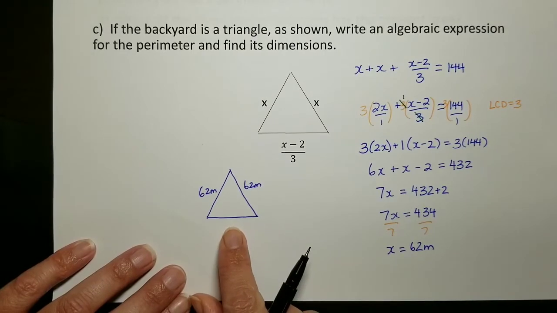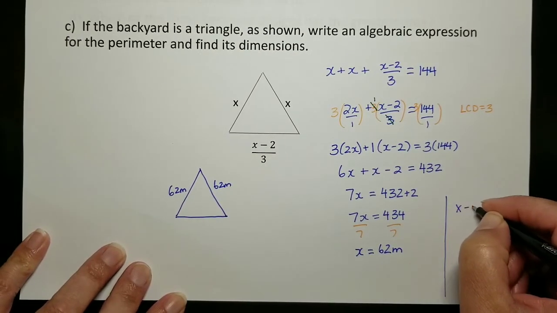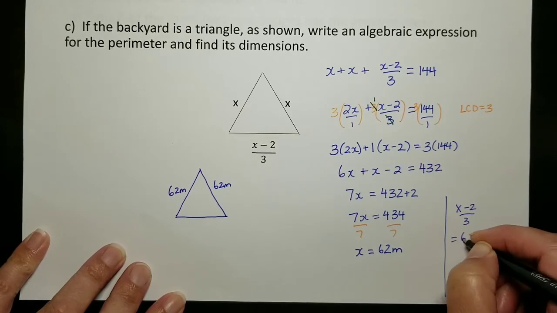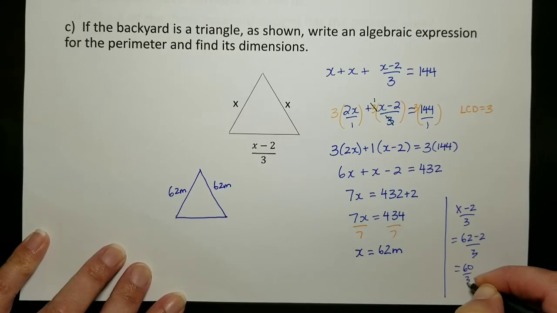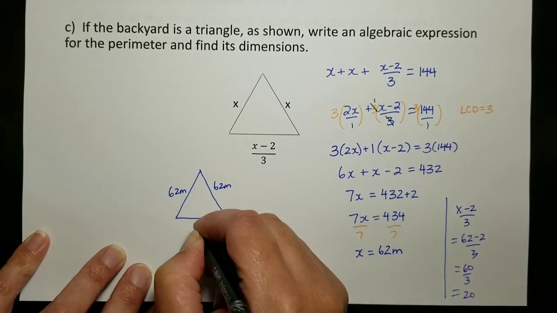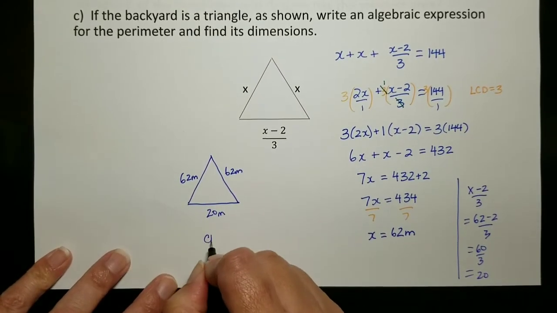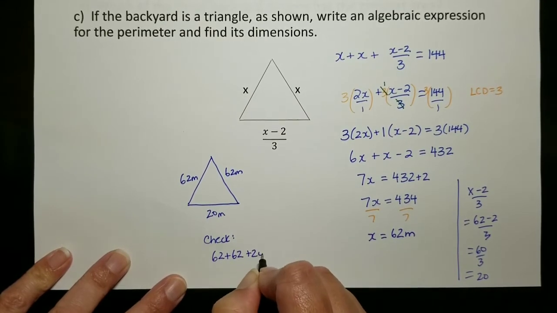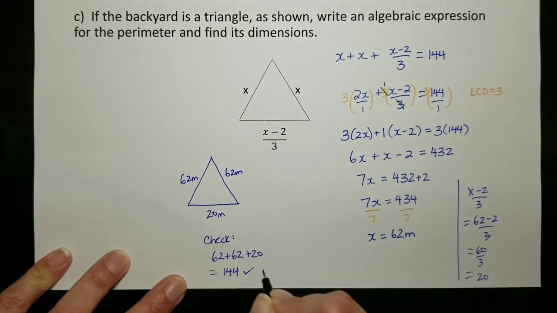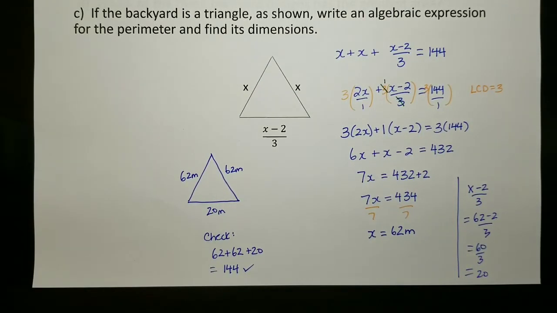Now this is a good chance to double check our work. Off to the side here, I know I need to do x minus 2 divided by 3. So 62 minus 2 divided by 3, 60 divided by 3, which is 20. And we could check this. We know it should add to 144. So check 62 plus 62 plus 20 equals 144. That's a good way of checking that we've done the equation correctly in this question.